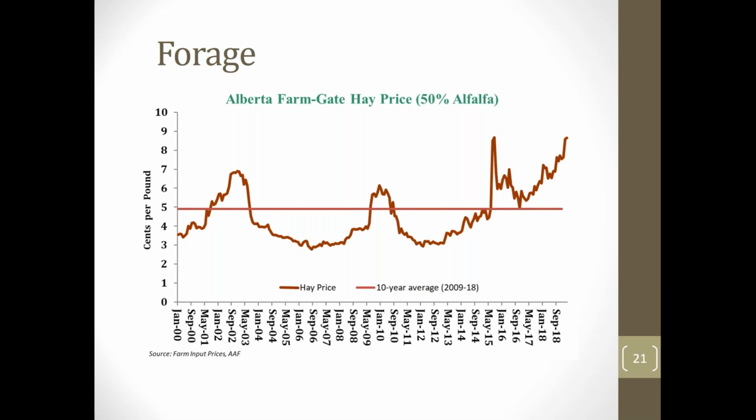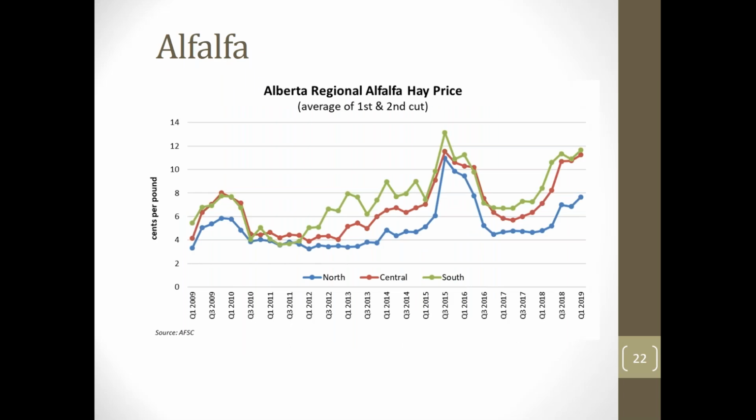Now, if we take a closer look at alfalfa hay, this is data out of AFSC. You can see here, this is on a regional basis, and tries to give more of a regional indication of what's happening out there. This is the average of the first and second cut alfalfa hay. This only goes up till the end of Q1 2019. The quarterly data for the second quarter has not been released yet. But you can see here in the north, they're averaging just under 8 cents a pound, and then up close to 11.5 cents a pound in the central and southern regions of Alberta.